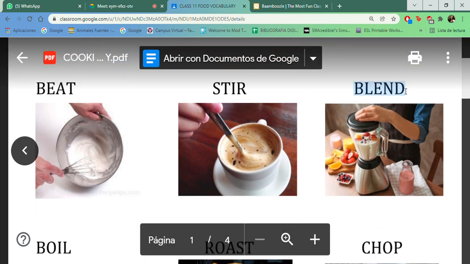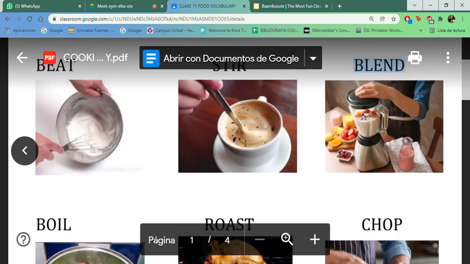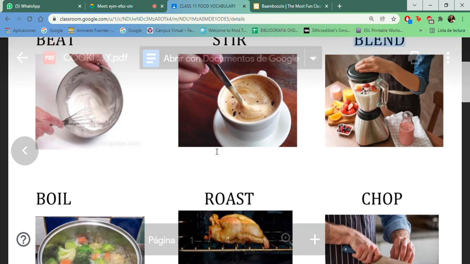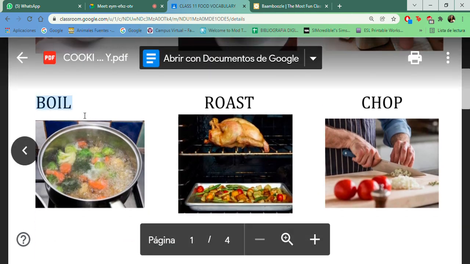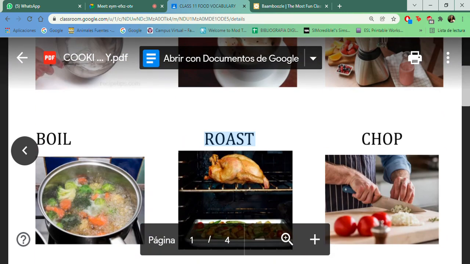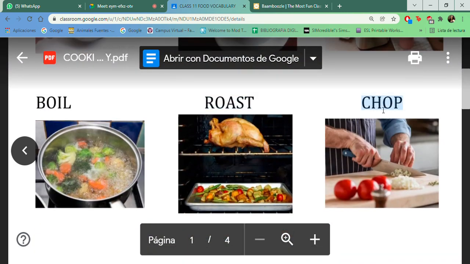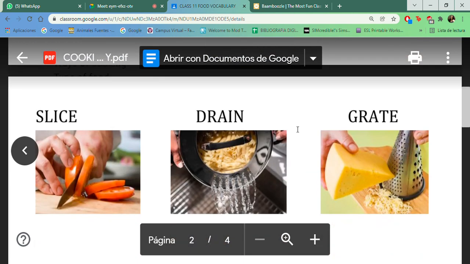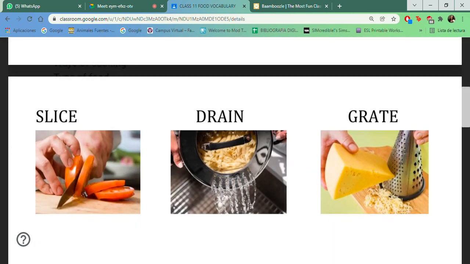Here we have blend, and the object is a blender. Here we have boil, the object here is a pot, remember? Roast, and you roast in an oven, for example, here as well when you bake. Here you have chop, when you cut into small pieces, and you have the cutting board or the chopping board. Slice. Strain, remember the object is a strainer.